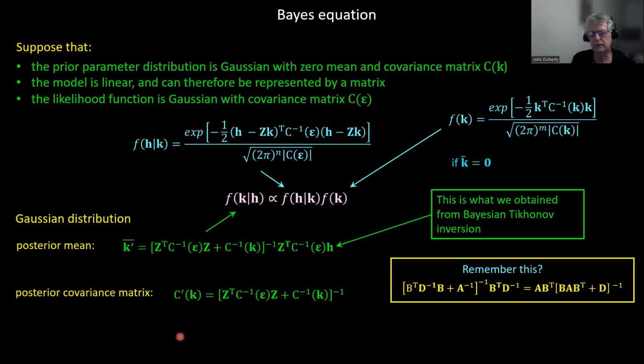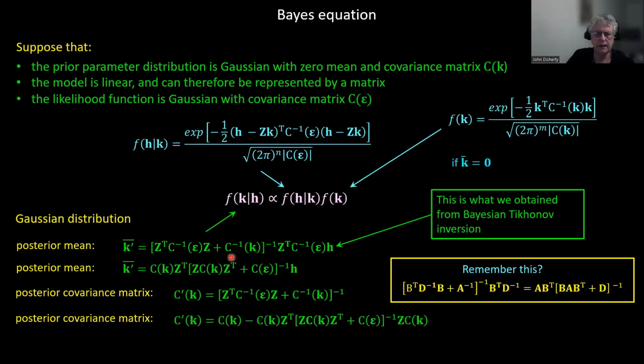Now, remember from last time this beautiful matrix identity? I can rewrite those equations for k' and C'_k simply by applying this identity. The matrices then get rearranged, and I have two alternative equations for the posterior mean and the posterior covariance matrix. The difference between these two alternatives is in the size of the matrix, one of the differences, but a big difference, an important difference, a practical difference is in the size of the matrix that I need to invert here.